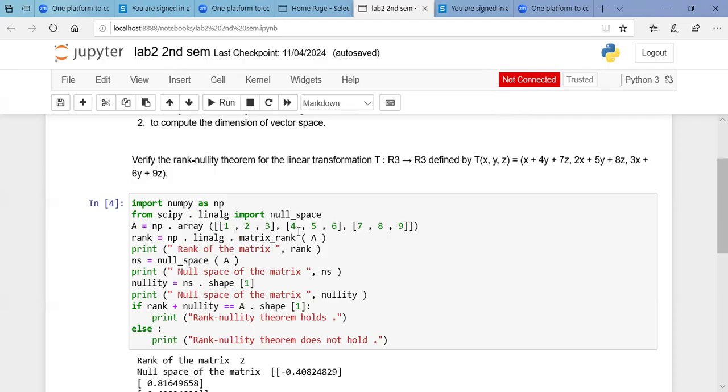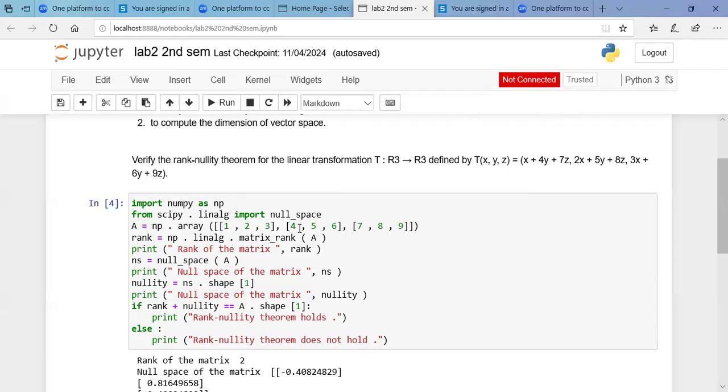To write it in matrix form, as you learned in theory, we will write the coefficients of x in one row, the coefficients of y in a second row, and the coefficients of z in a third row. So the coefficient of x here is 1, so we have a 1 in the first place of the first row. Then the coefficient of x is 2, so we have a 2 in the second place of the first row. Then the coefficient of x is 3, so we have a 3 in the third place of the first row. So the coefficients of x are 1, 2, and 3 in the defined transformation.